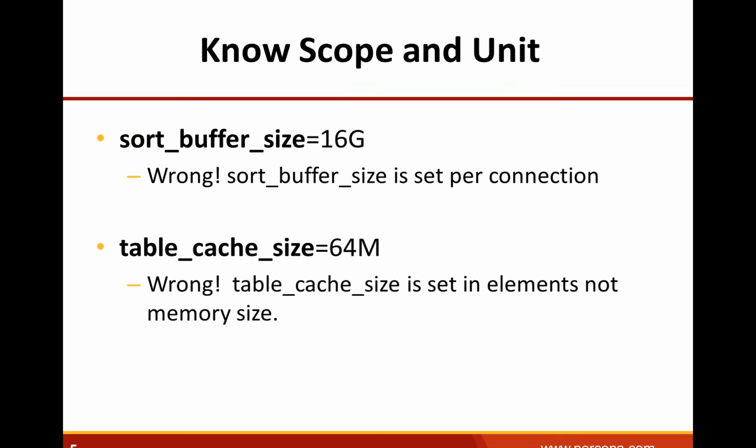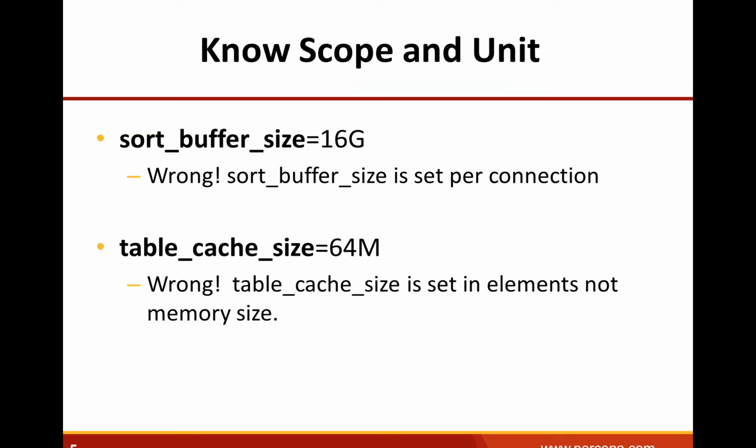For every connection which needs to do a sort. Table cache size is another example. You may know that a number of settings, number of caches in MySQL, query cache size, key cache, InnoDB buffer pool size, are set by specifying the amount of memory they use. But the table cache is different. It specifies the number of elements it would have.